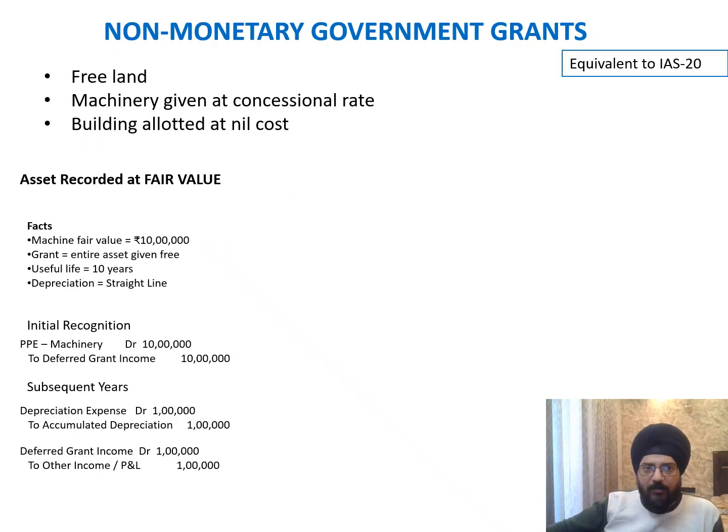Okay, now we'll quickly have a look at cases wherein we have not received direct cash from the government, but we have received an asset or equivalent value of the land or building as a grant from the government. So cases like we have received free land, machinery given at a concessional rate, or building allotted at nil cost. In that case, we have to record the asset at the fair value and then do the accounting treatment accordingly.